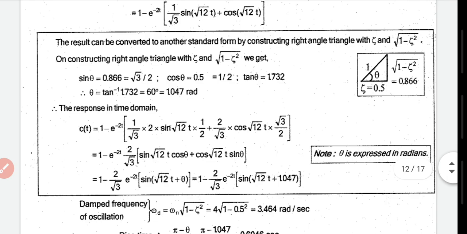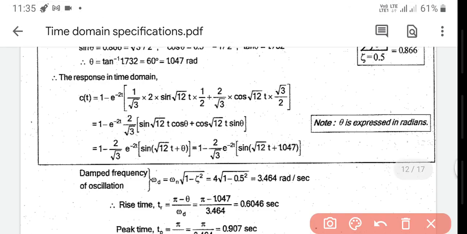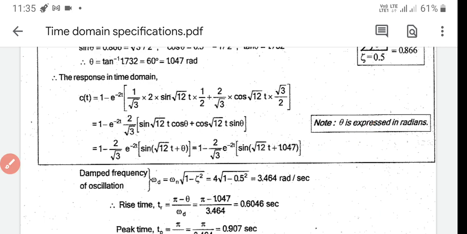So now it is in the form of e power minus 2t into 2 by root 3. Taking 2 by root 3 common, what happens? Sine of root 12 into t into cos theta plus cos of root 12 into t into sin theta. It is in the form of sin a cos b plus cos a sin b. So it is nothing but sin of a plus b. Like this we can elaborate our c of t. Up to here, is it okay? And now we have calculated c of t.